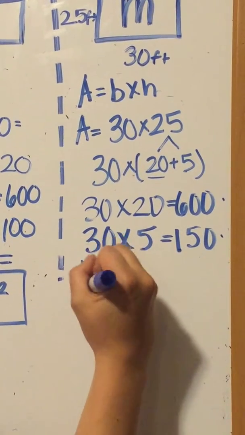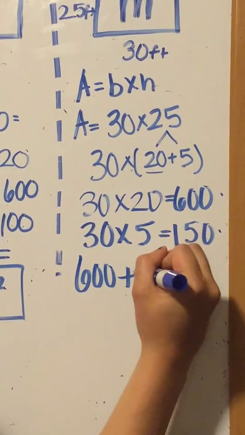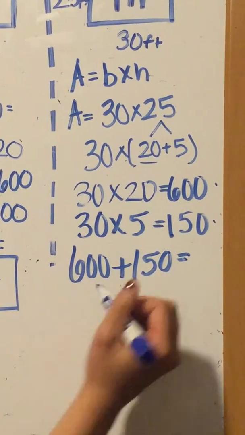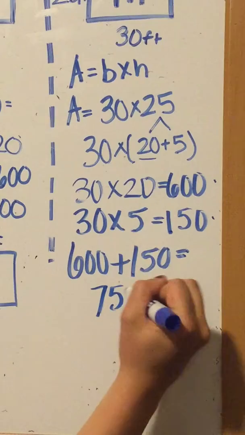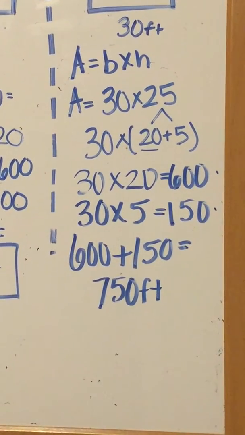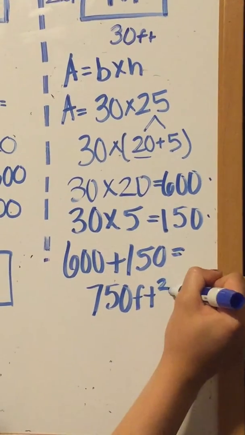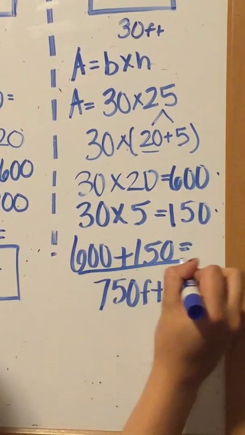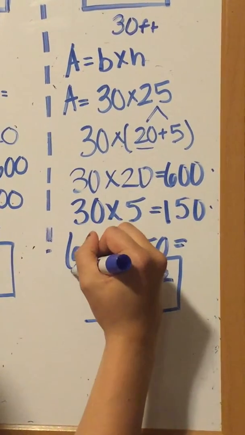So we will add 600 plus 150 to get 750 feet. And again, since we're doing area, feet squared. The total area of McKenna's garden is 750 feet squared.